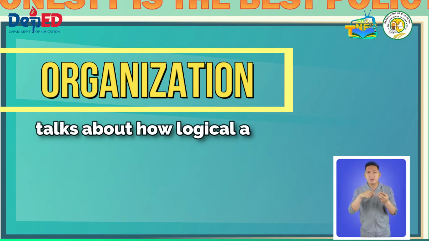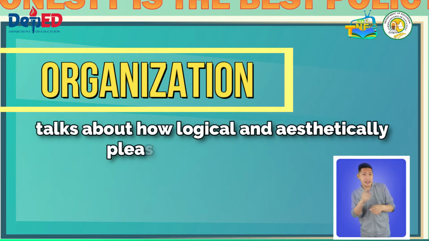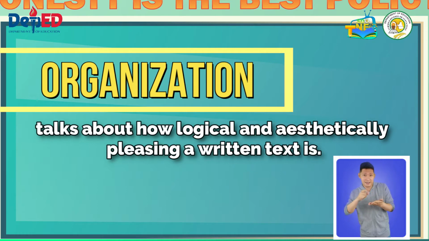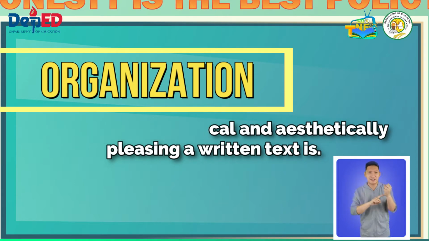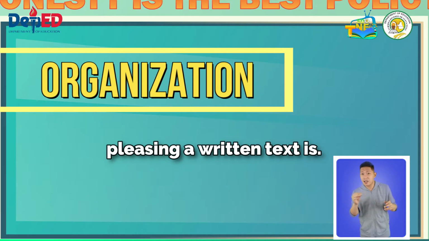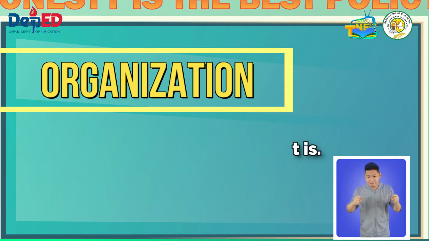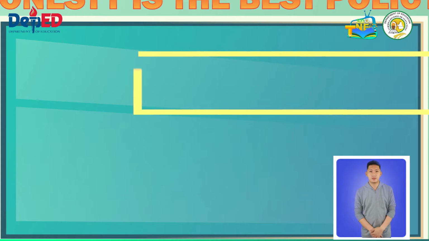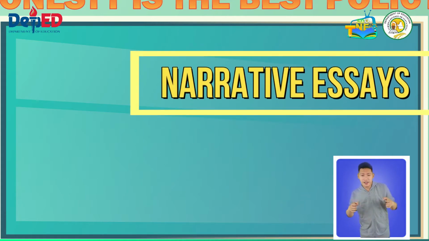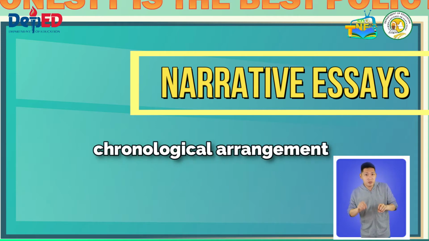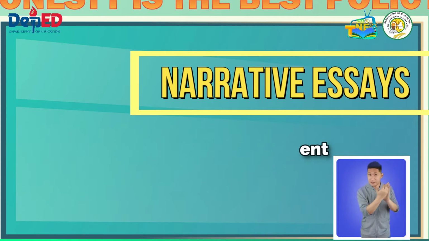Organization talks about how logical and aesthetically pleasing a written text is. Usually, this means that the sentences are arranged logically. The topic sentence should be found at the start of every paragraph and is followed by supporting sentences. In narrative essays, the events should be arranged based on the time they occurred, or what we call chronological arrangement.